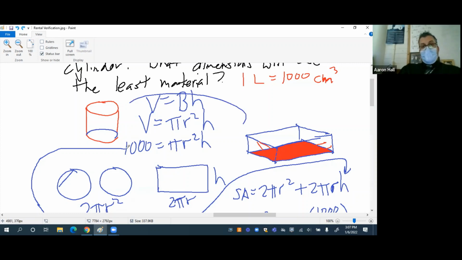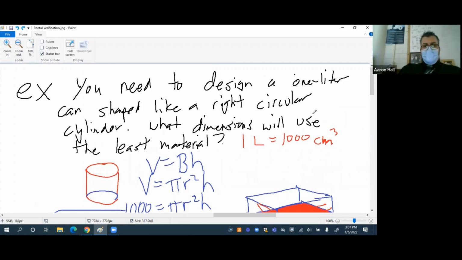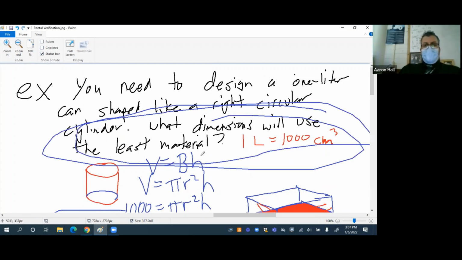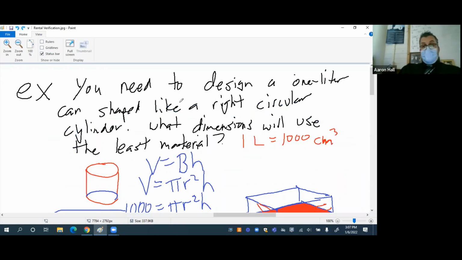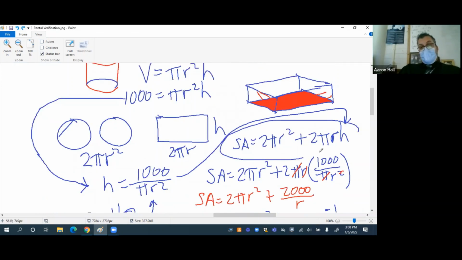So we found the volume. Now what was the next step? Were we trying to find the derivative of the volume? Is that the goal? No, we're trying to find the volume of what? Or the material. Of the surface area. Because that is material, right? Okay. So then you could calculate the surface area of the cylinder.